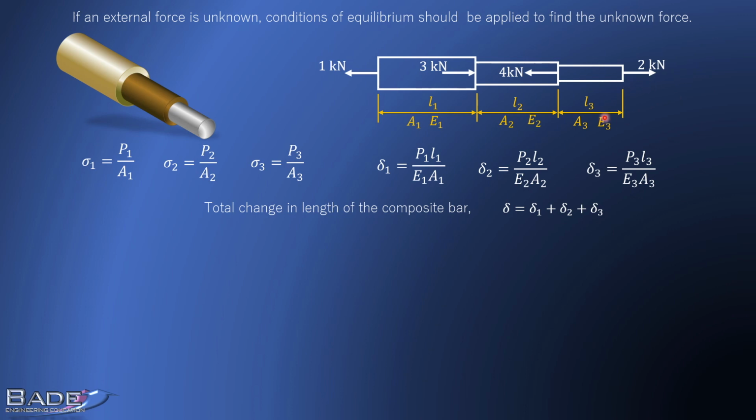Now, we want to find P1. What do you mean by P1? Force on first part. So this is the first portion. And how to find force in the first portion? To find force in a member, we should use method of sections. So consider a section and draw FBD of any one of the two sides.